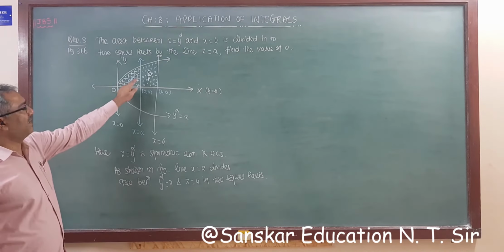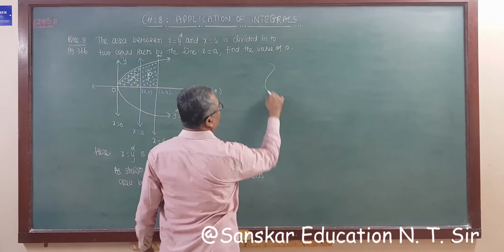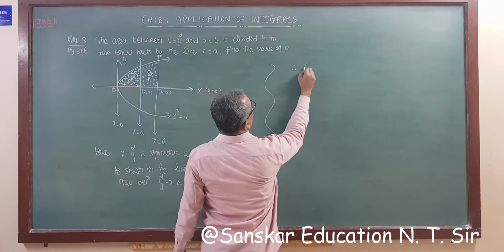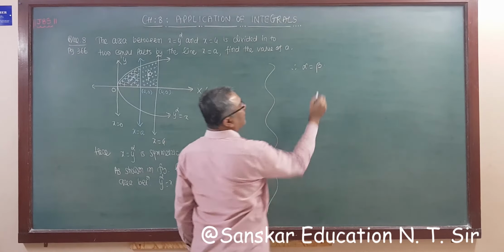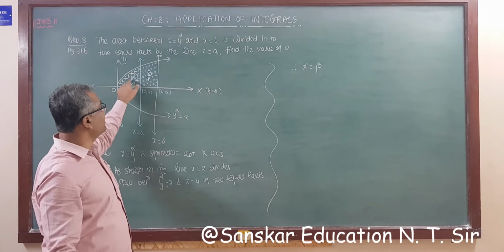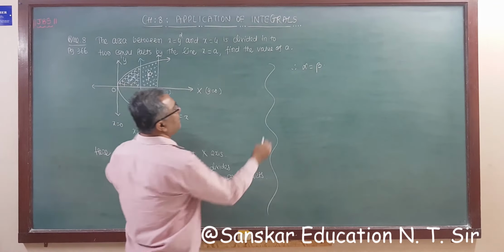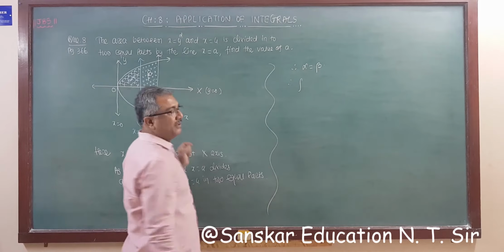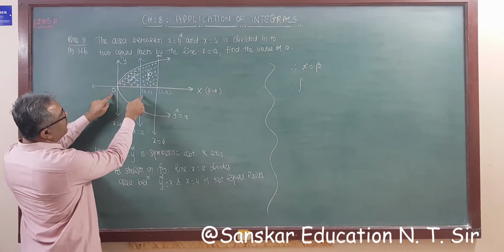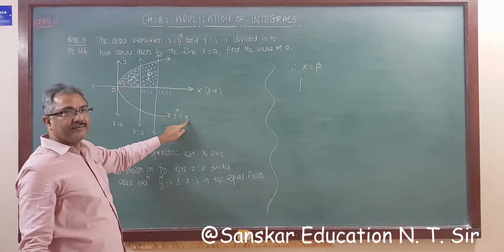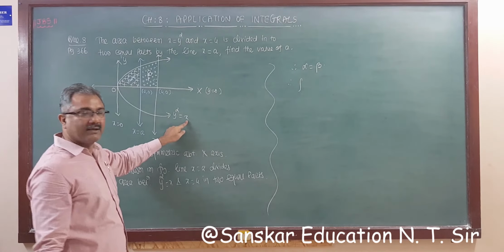Right? So what we get? Therefore alpha is equal to beta. And this is symmetric, so we are considering only the first quadrant, that is integration. Now alpha is from 0 to a, the curve is root x dx.